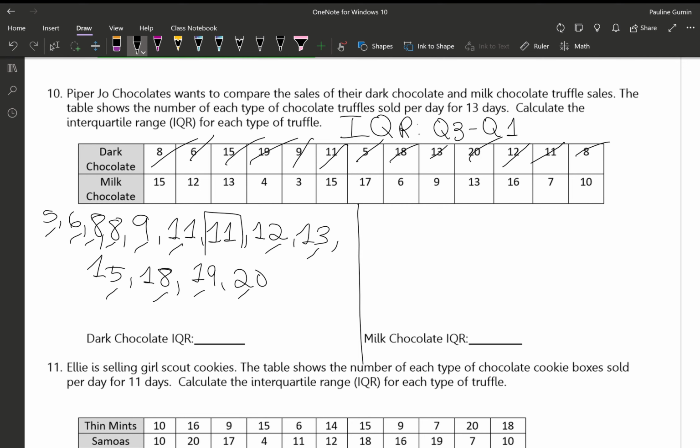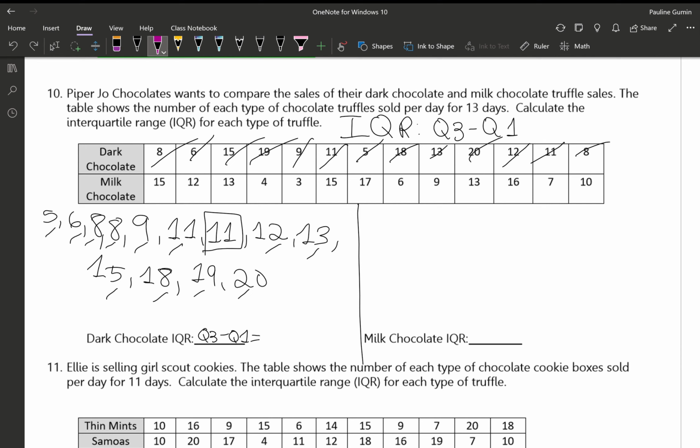It looks like this second 11 is our median. Beautiful. Now let's find the median of the right and the left. Because I'm trying to find Q3 first, so I can subtract, let's find it first. I'm just going to cross one off on each.